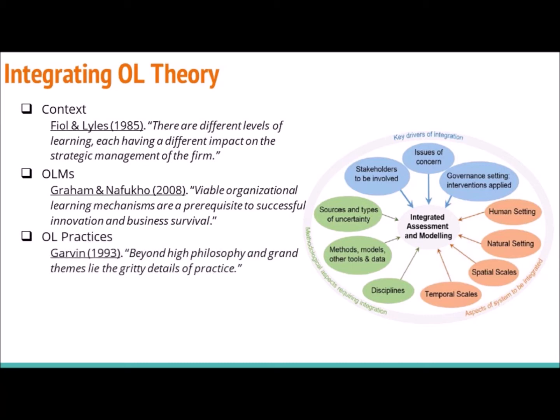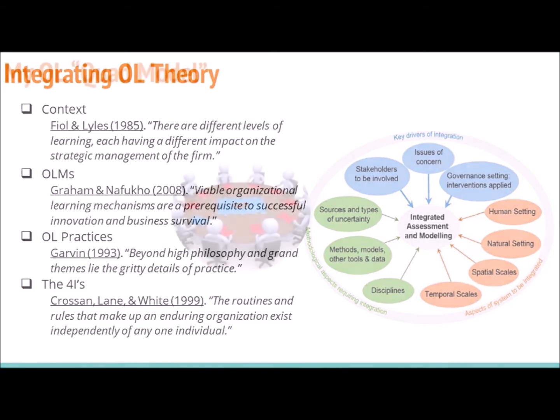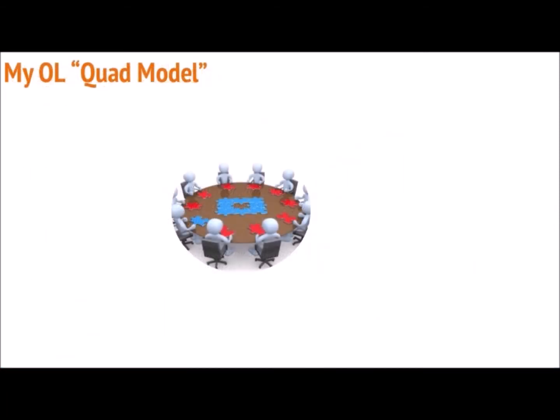Garvin highlights OL practices in a comprehensive definition of learning organizations as those skilled at creating, acquiring, and transferring knowledge, and at modifying its behavior to reflect new knowledge and insights. And finally, Crossan, Lane, and White's 4 I's address an ever-changing environment that challenges organizations to manage the tension between the embedded institutionalized learning from the past and the new learning that must be allowed to feed forward through the process of intuiting, interpreting, and integrating. My model combines the 4 preceding theories into what I call the OL Quad model.